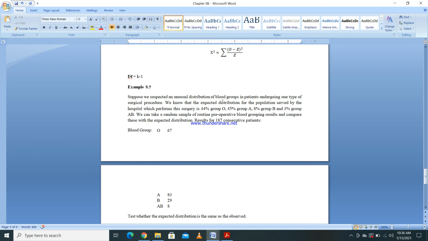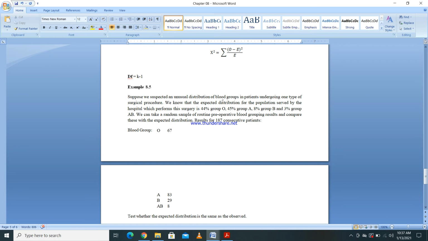We know that the expected distribution for the population served by the hospital which performs this surgery is 44% for group O, 45% for group A, 8% for group B, and 3% for group AB. We can take a random sample of routine pre-operative blood grouping results and compare these with the expected distribution. Results for 187 consecutive patients you have.